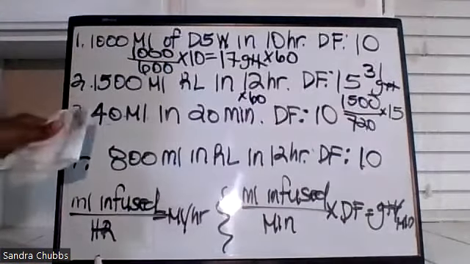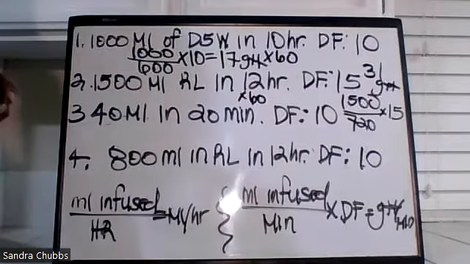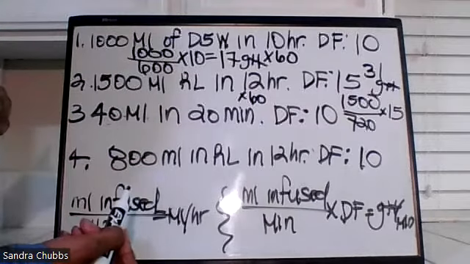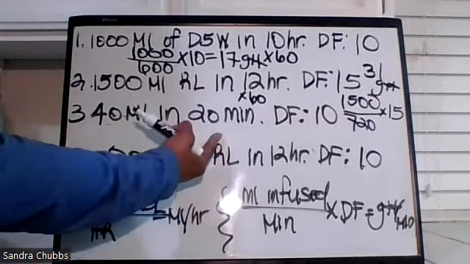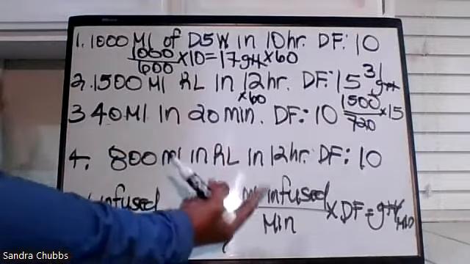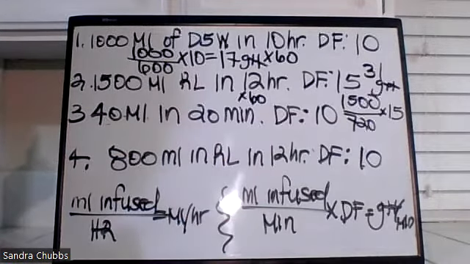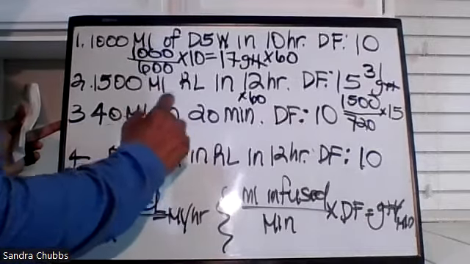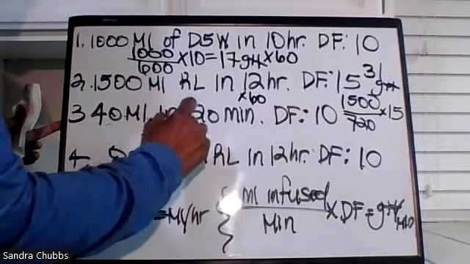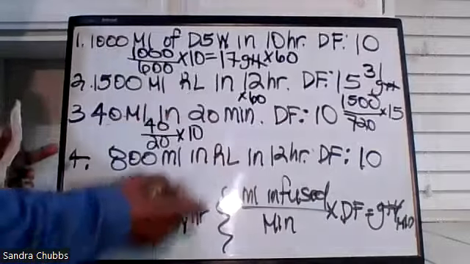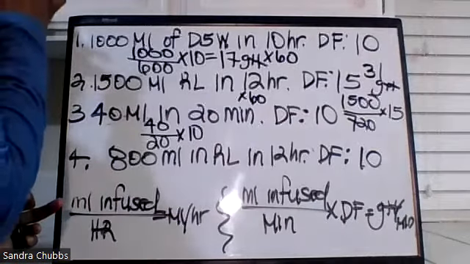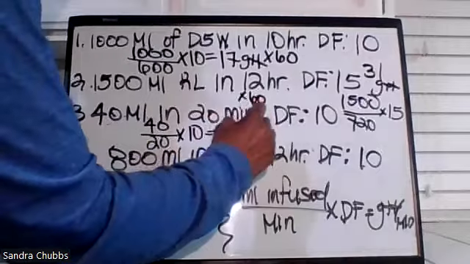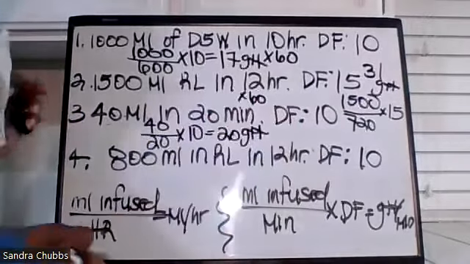All right, and moving on now to number three. We have 40 milliliters in 20 minutes. The drop factor is 10. So this one is in minutes, which means there's no conversion necessary, right? So it's just 40 divided by 20 minutes times the drop factor 10. Very simple. And the answer comes out to be 20 GTT per minute.